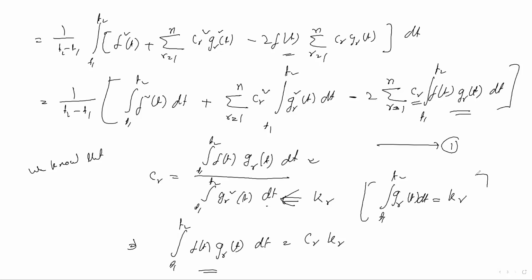Okay, because we know that this, or we can assume, you can write assume also, that integration T1 to T2 GRT dt equal to a constant term KR. So by putting this term as a KR and this term as a CR KR, what will be the equation then? It's over.